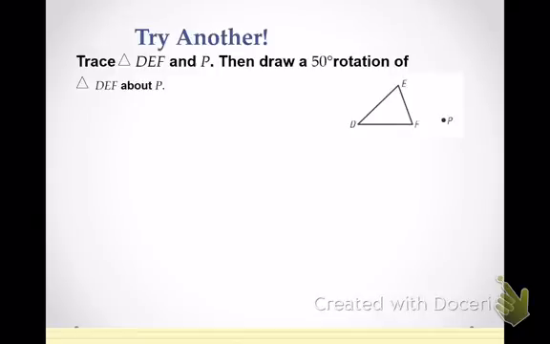Okay? Now you can try the 50-degree rotation for triangle DEF here. And again, let's go counterclockwise. Since it doesn't specify, we'll go counterclockwise. I think your notes say clockwise, but let's go counterclockwise.